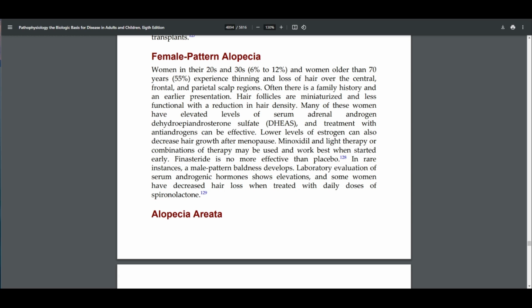In rare instances, male pattern baldness develops. Lab evaluation of serum androgenic hormones show elevations, and some women have decreased hair loss when treated with daily doses of spironolactone.